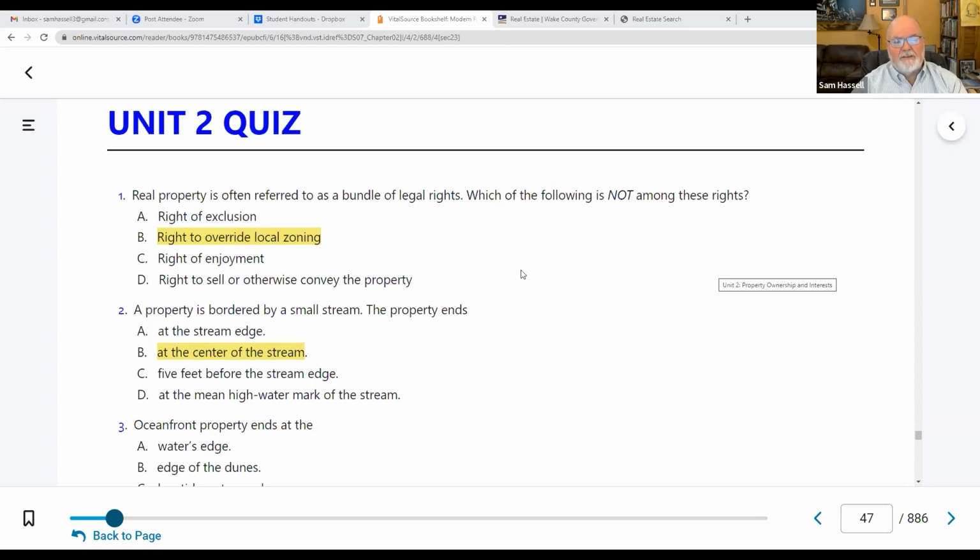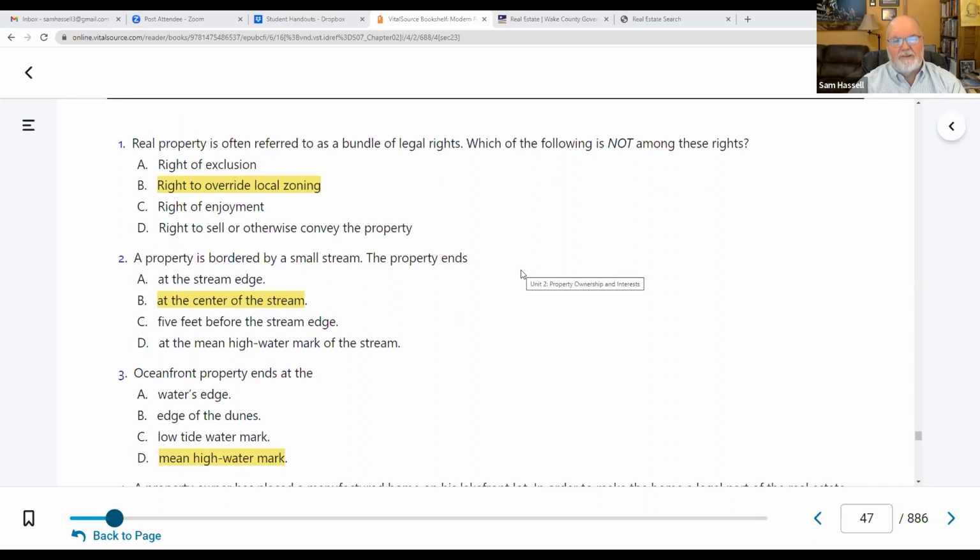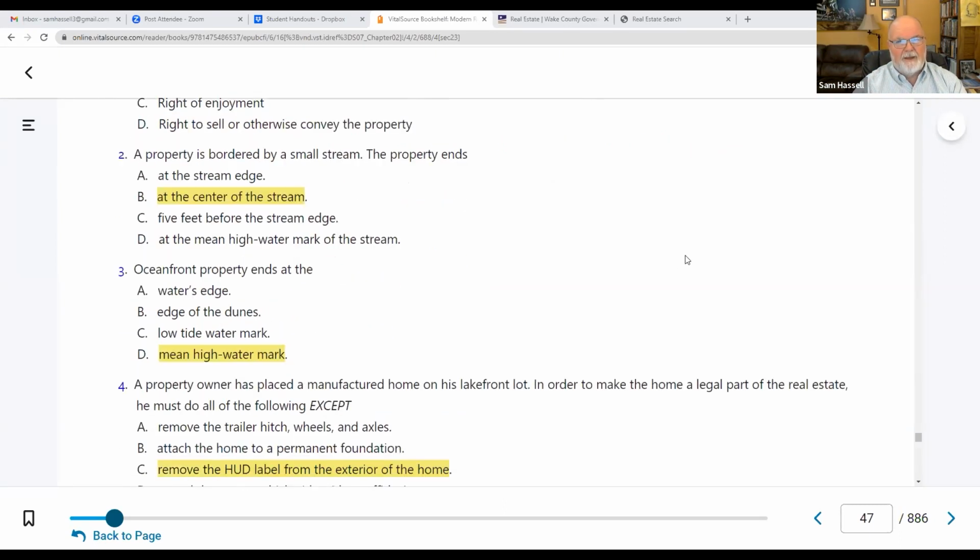Matter of fact, if there's a dispute between your private restrictions and your public restrictions, being the local zoning, the tougher of the two is the one that will be enforced at all times, whichever one is more restrictive. Just keep that in the back of your head.